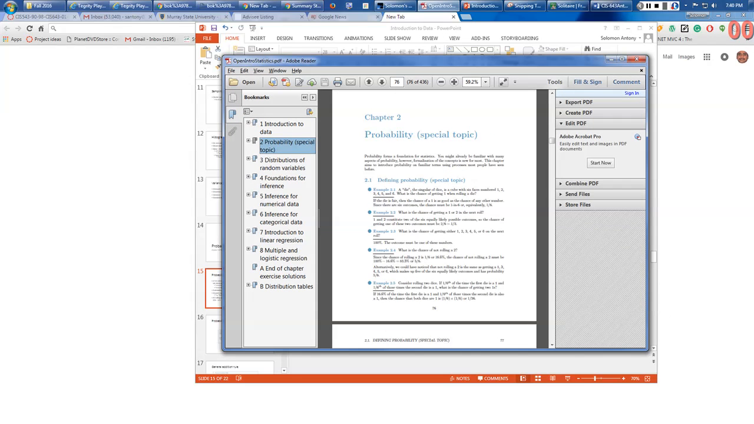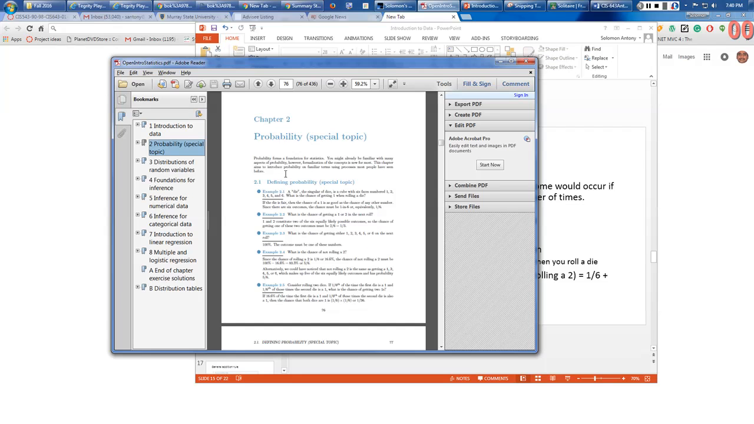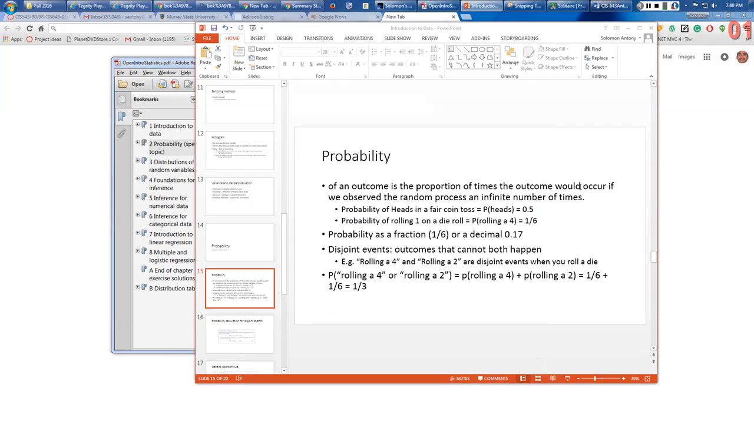Okay, so chapter 2 is probability, and let's go over different aspects of probability and how to compute probability and so on. So probability of an outcome is defined as the proportion of times the outcome would occur if we observed the random process an infinite number of times.